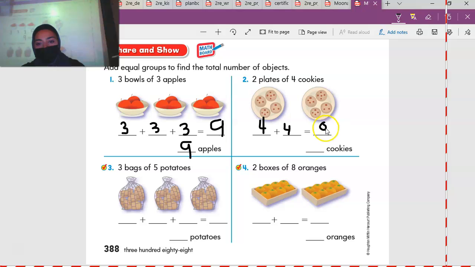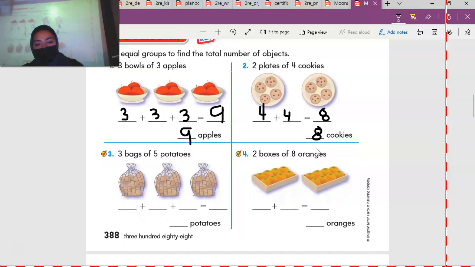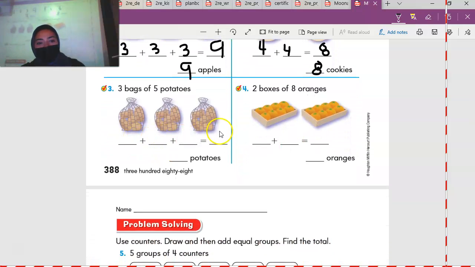We should know that already. 4 plus 4 is 8. Okay, let's look at number 3. We have 3 bags of 5 potatoes. So there's 1, 2, 3 bags. Each one has how many? 5. So, write the number 5 on the line. How many potatoes are there in all? 15 potatoes. Class? Yes.